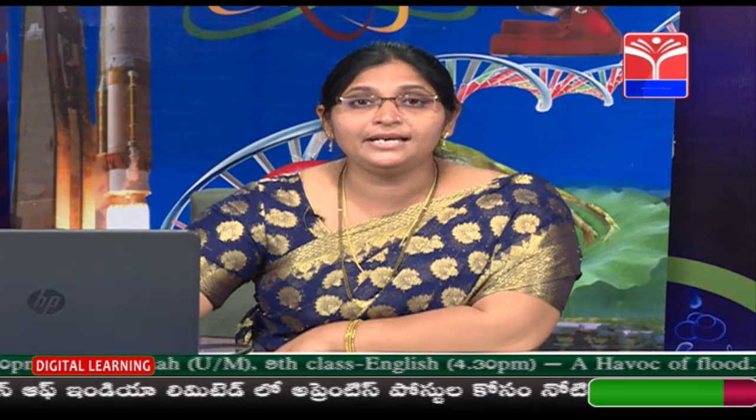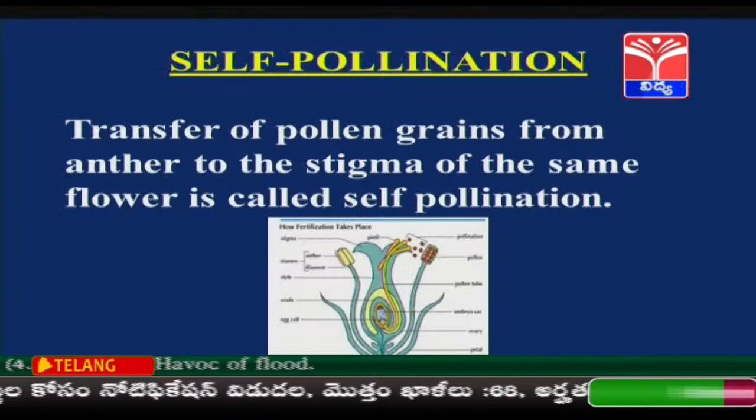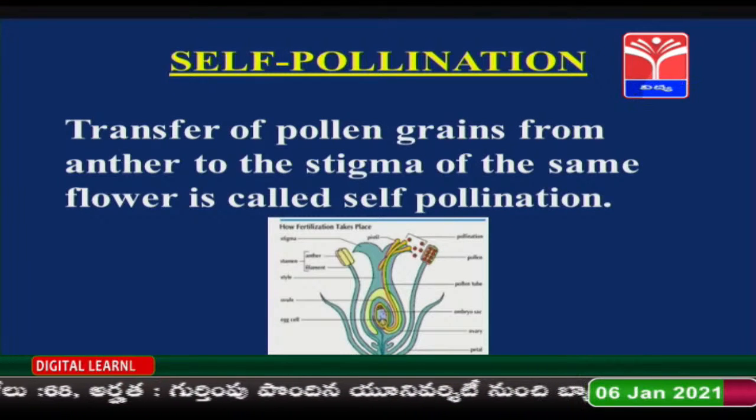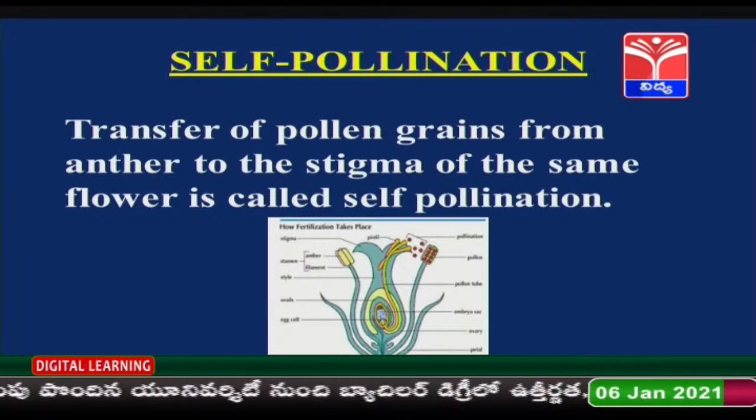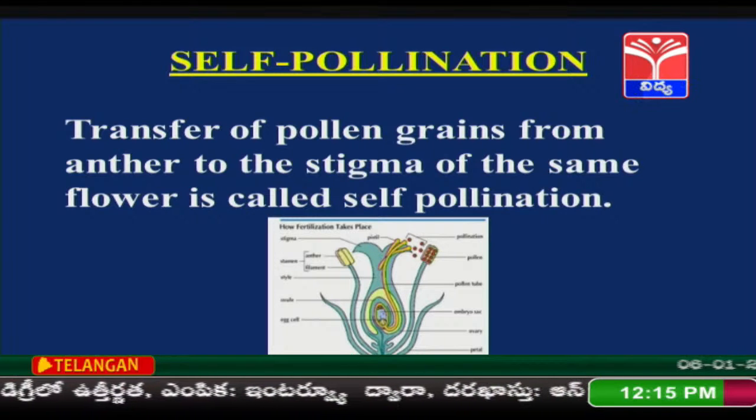What are those? Self-pollination and cross-pollination. So let us see here what is meant by this. Self-pollination means nothing but transfer of pollen grains from anther to the stigma of the same flower. I am stressing here, same flower. Within the same flower, if the pollen is transferred, then it is called self-pollination. So here pollination, if it occurs in the same flower, it is called self-pollination.